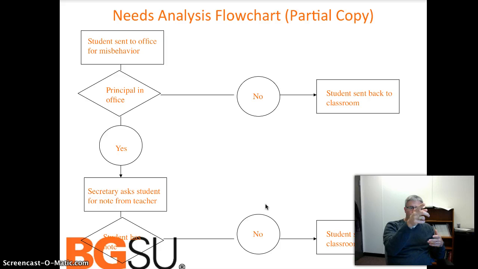So what did she do? The student was sent to the office. First question: is the principal in the office? Yes or no? So yes, student has a note. No, student sent back to the classroom. Yeah, we would have gone through this process.